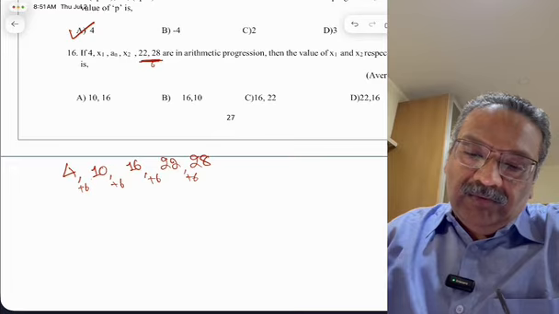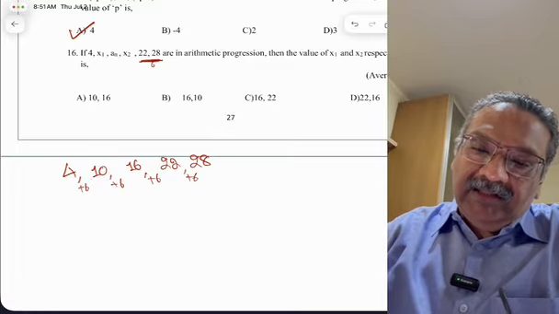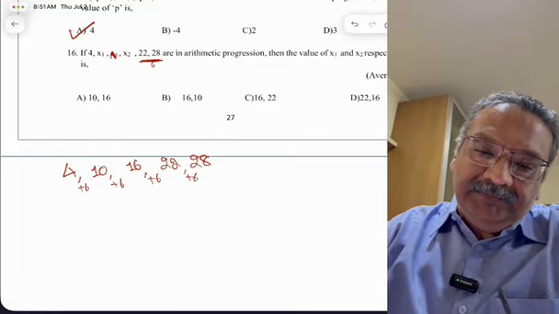x1 and x2. So there is some mistake here. I think an should not come here.